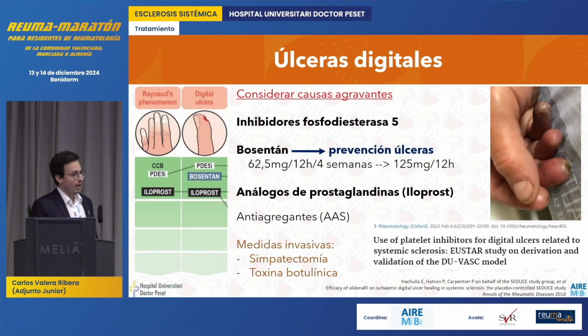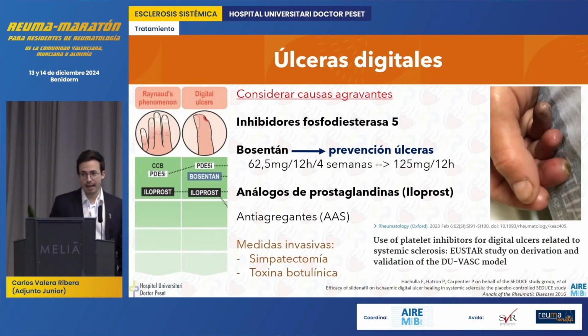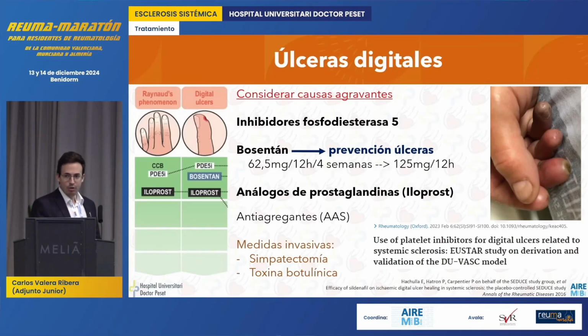Also, in cases of ulcers that do not respond, in critical ischemia, etc., we would move on to prostanoids. And there are also recent studies with antiplatelet agents for ulcer treatment, which show improvement and accelerated healing of ulcers. As I said, ulcerative disease is a serious condition, so we have the option of invasive measures, such as sympathectomy and botulinum toxin.